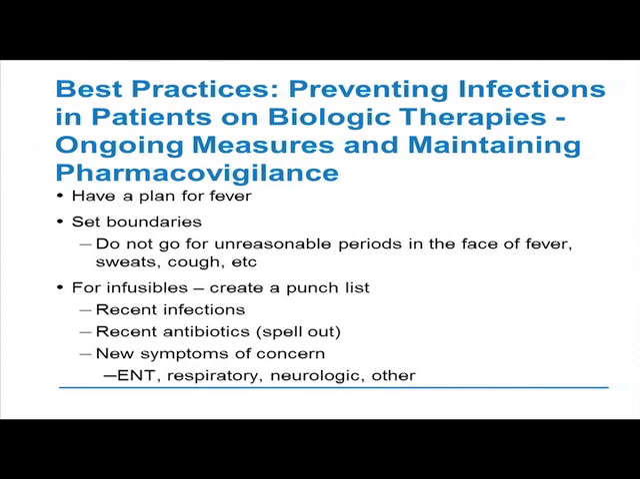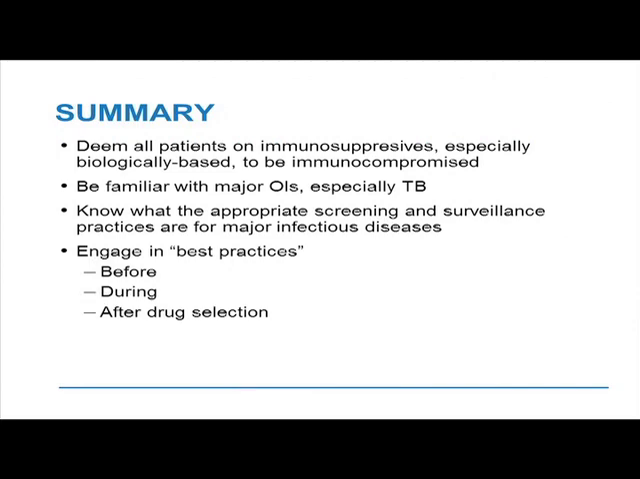Sometimes it's the communications, the advanced communications with our patients, that spirit of shared and informed decision-making that makes the difference between just giving state-of-the-art medications and state-of-the-art care. So, in conclusion, I think you should deem all patients on immunosuppressives, especially those on biologics, to be immunocompromised, and our vigilance needs to be hyper. We need to have some familiarity, if we're engaged with these drugs, with the spectrum of opportunistic infections, particularly some of the major ones such as TB.